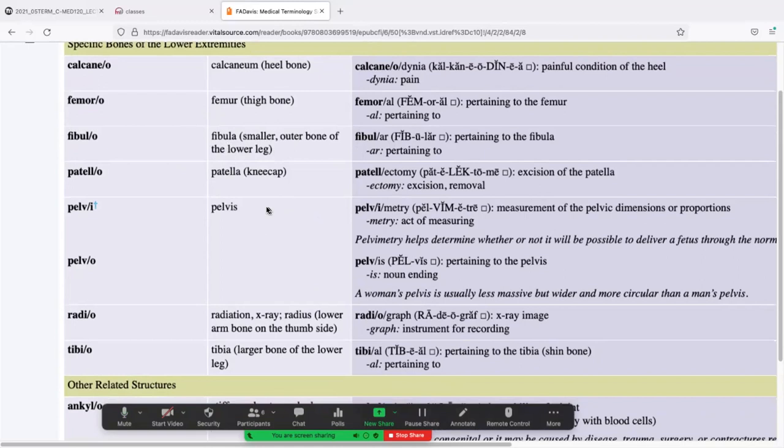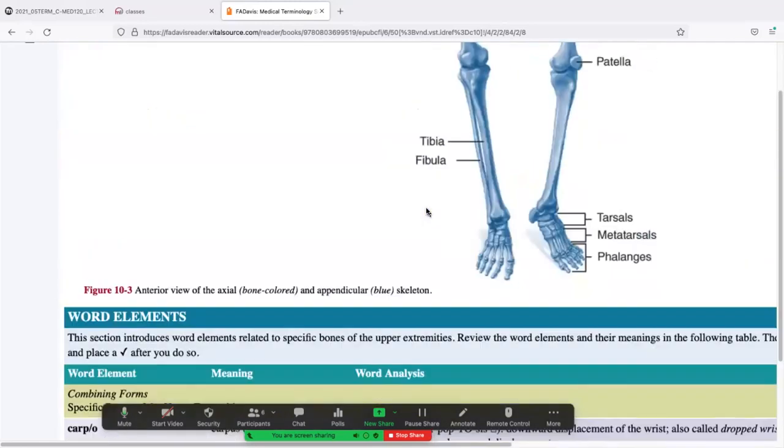Your fibula. Now, you also have your tibia. Now, your tibia and your fibula, the best way to remember it is this.